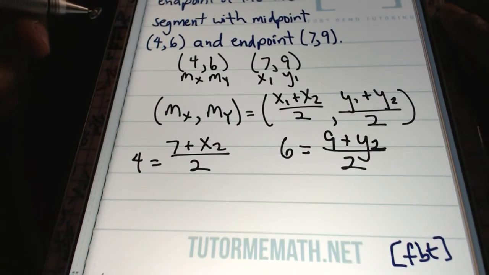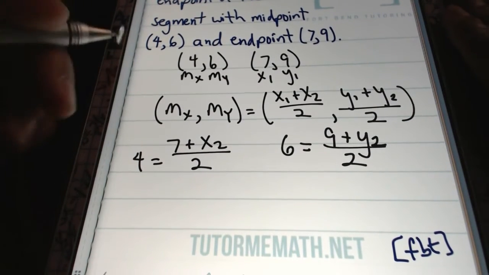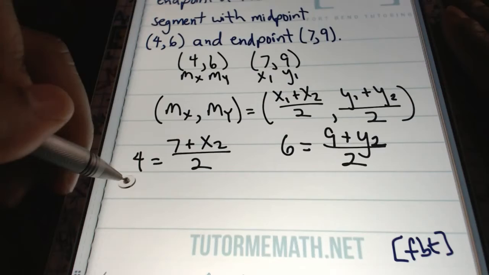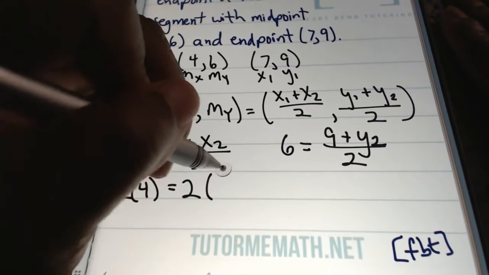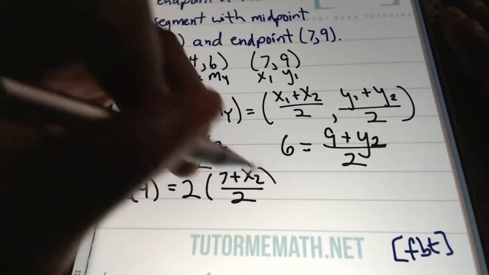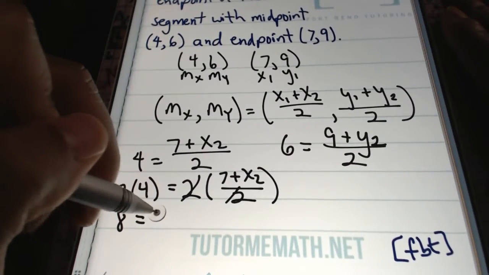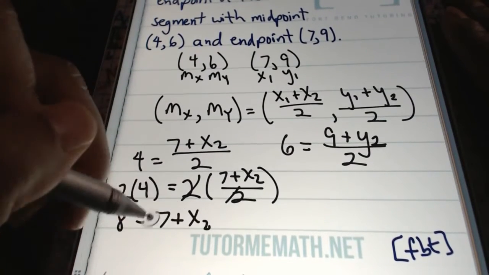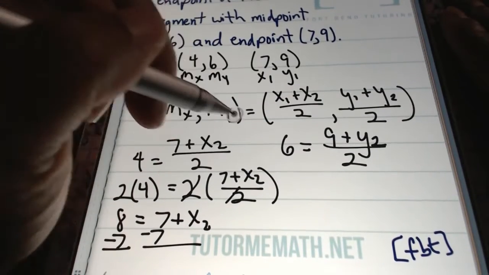All right, so Bina already has a result of 1, 3. Let's go ahead and see if that works. And then on my side, I'll be multiplying both sides by 2 here. So I can show that by saying I have 2 times 4, and this is going to be 2 times the quantity of 7 plus x2 divided by 2. On the right side, the 2's cancel out. I'll end up with 8 equals 7 plus x2. So if I subtract 7 from both sides here, I'll end up with an x2 value.